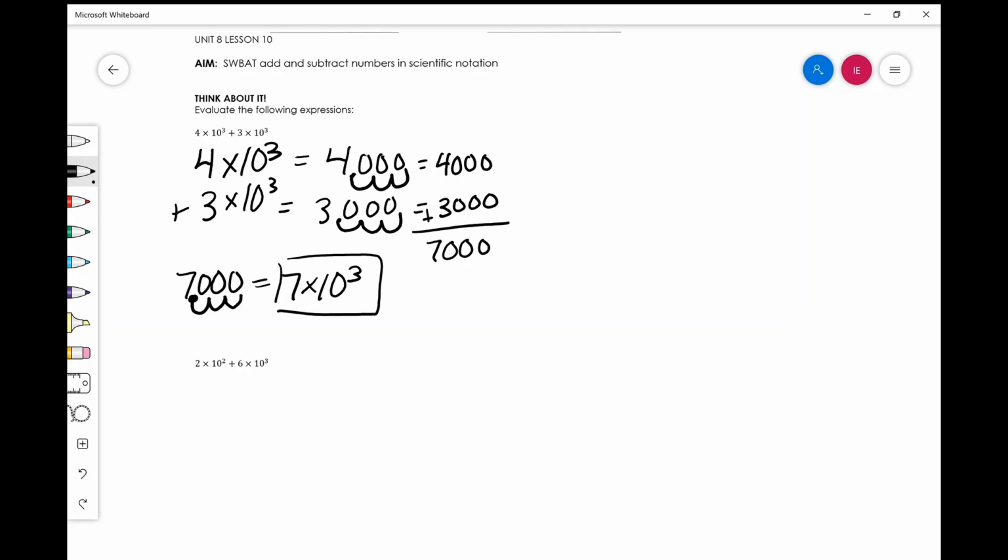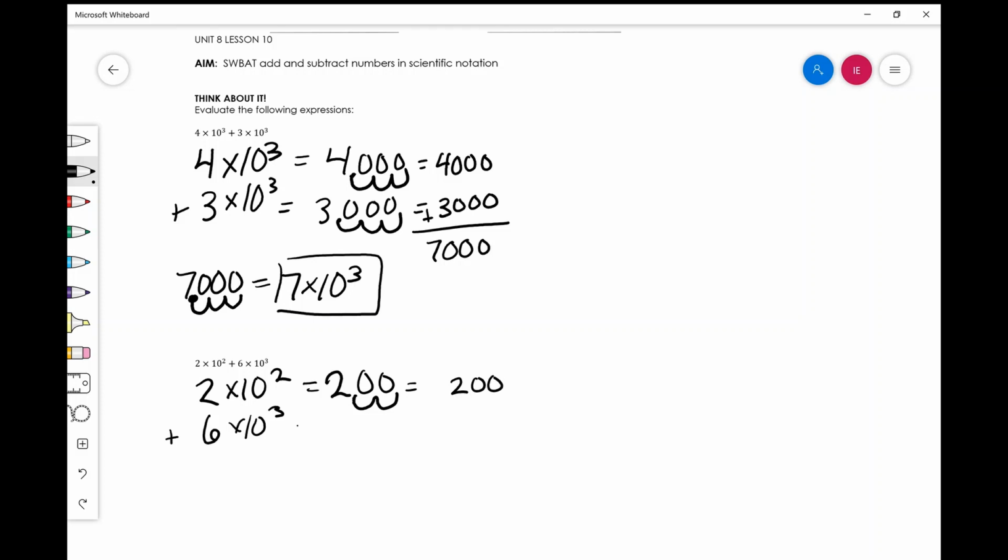For number 2, I have 2 times 10 to the second power plus 6 times 10 to the third power. Again, let's go ahead and move our numbers into standard form. So I have my multiplier 2, and I'm moving my decimal place over 2 spots because I have 10 to the second power, which gives me 200.